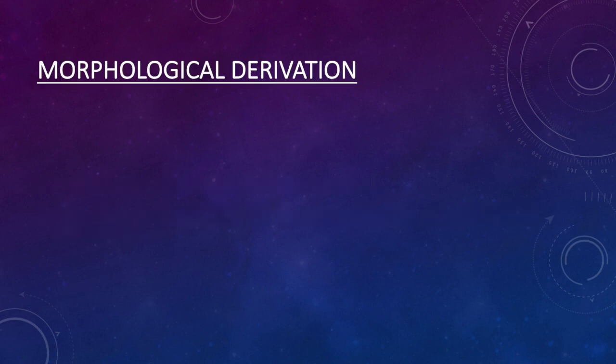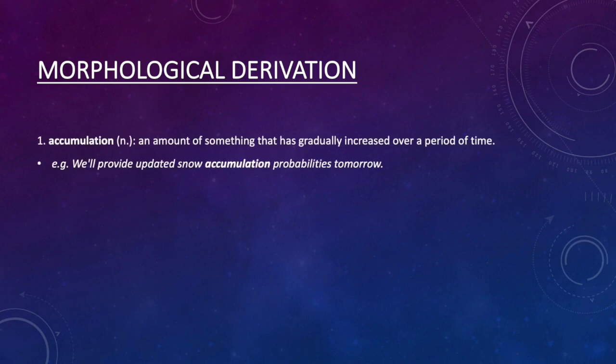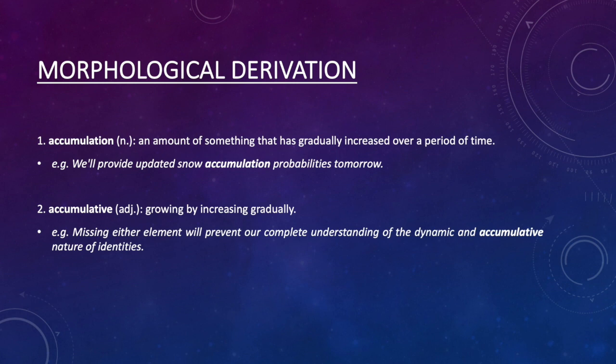Let's look at the morphological derivation of the word accumulate. Number 1. Accumulation, which is a noun, and it means an amount of something that has gradually increased over a period of time. Number 2. Accumulative, which is an adjective, and it means growing by increasing gradually.